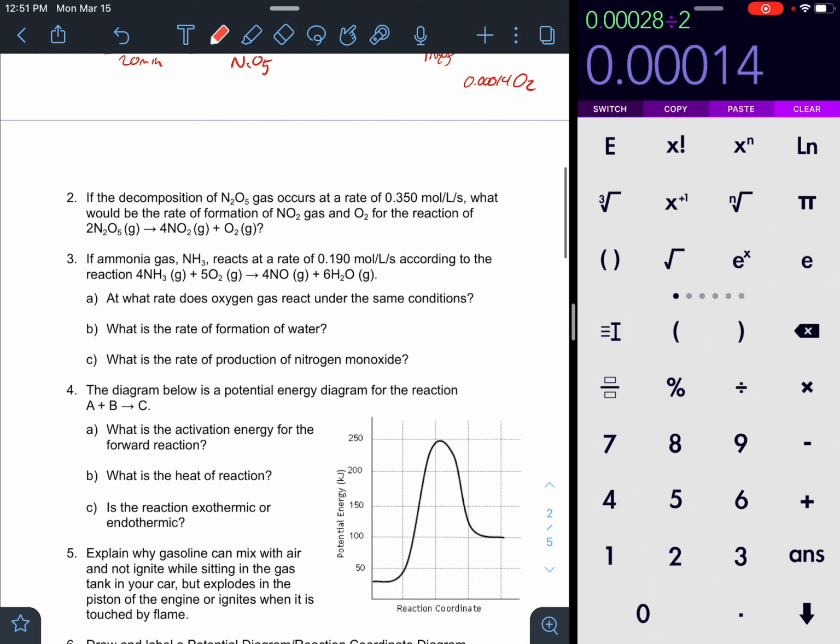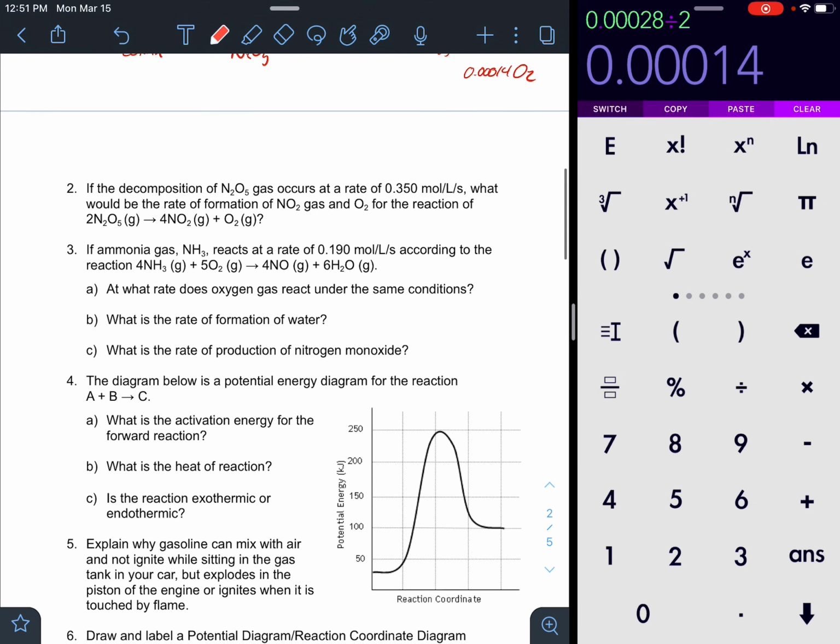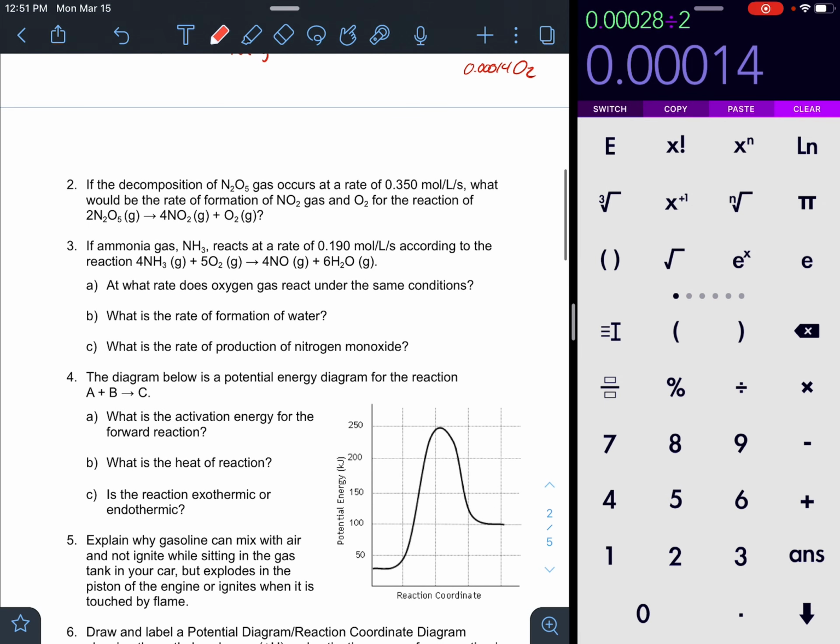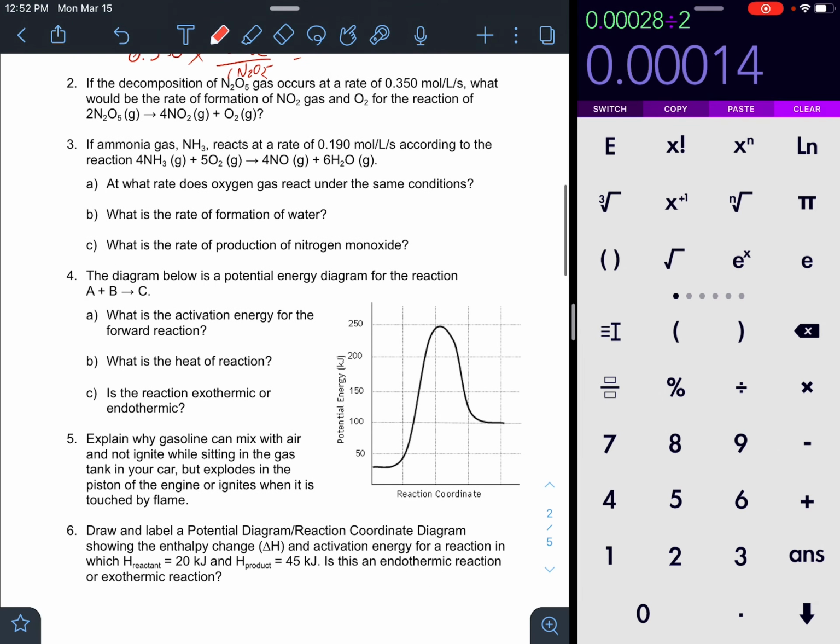Okay. If the decomposition of N2O5 gas occurs at 0.350, what is the rate of formation of NO2 and O2? So that's the same thing we just did. You would just be converting by the ratio. So we would just take the 0.350 and then multiply by the 2 NO2s per 1 N2O5, or whatever that gets you. Do the same thing for oxygen. Hopefully that's good enough. All right, let's keep moving along. We don't want to be here all day.